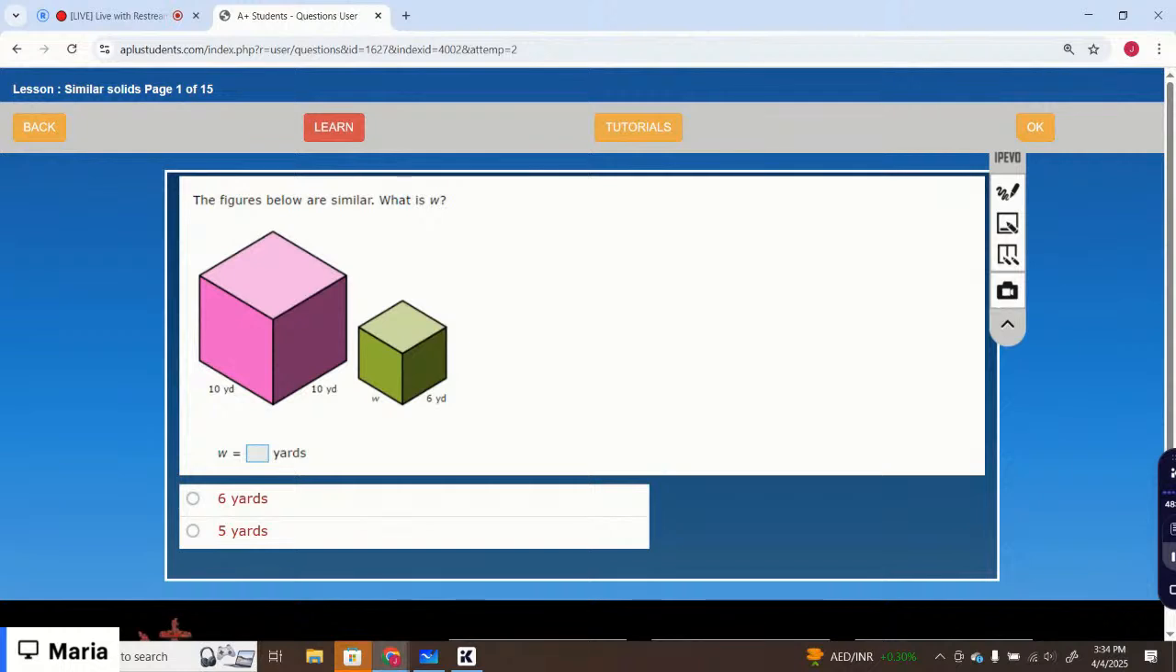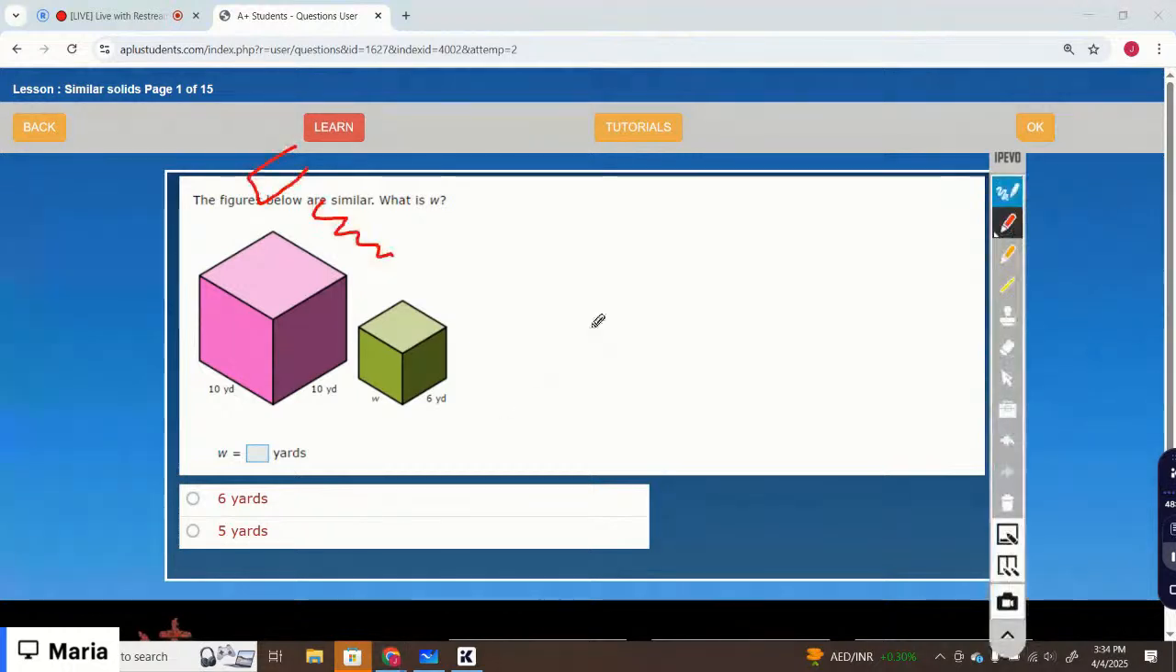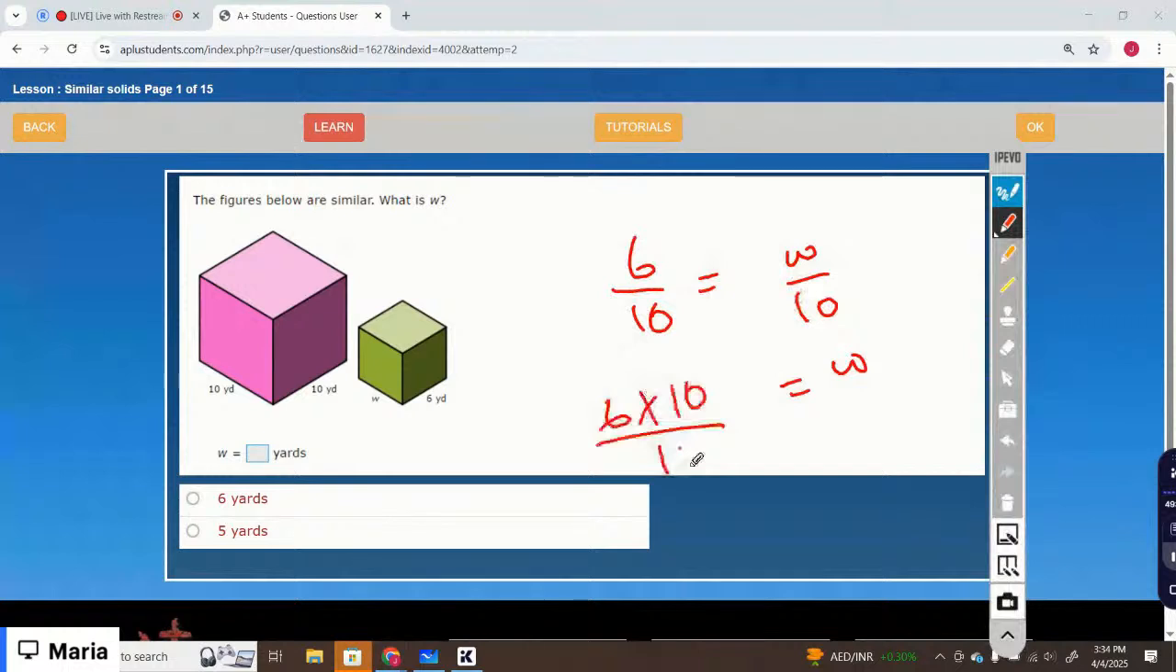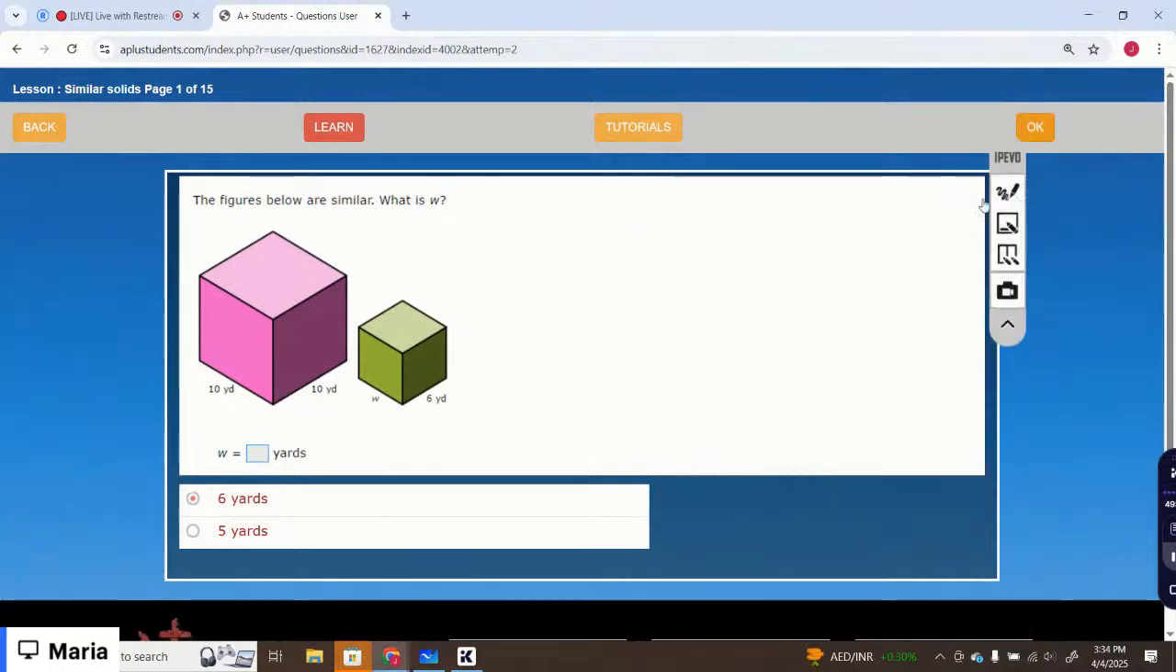The figures below are similar. What is W? That is 6 over 10 equals W over 10. So W equals 6 times 10 over 10. So W equals 10. Option number 1 is the correct option.